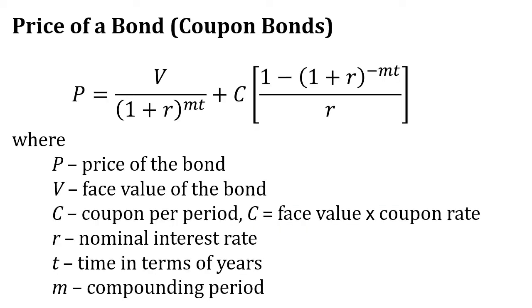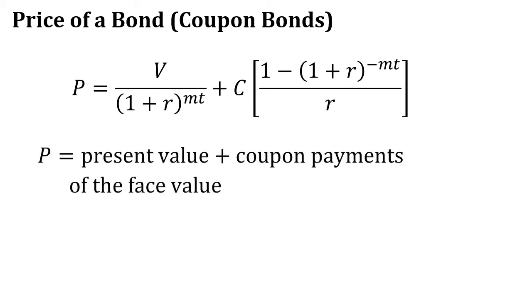Now, this will be the formula to solve for the price of a bond for coupon bonds. Before we had zero coupon bonds, now we have coupon bonds. The formula is quite long. P equals B over (1 plus R) raised to MT, plus C times [1 minus (1 plus R) raised to negative MT] over R. P is the price of the bond, B is the face value of the bond, C is the coupon per period. C can be solved through face value times coupon rate. R is the nominal interest rate, T is the time in terms of years, M is the compounding period.